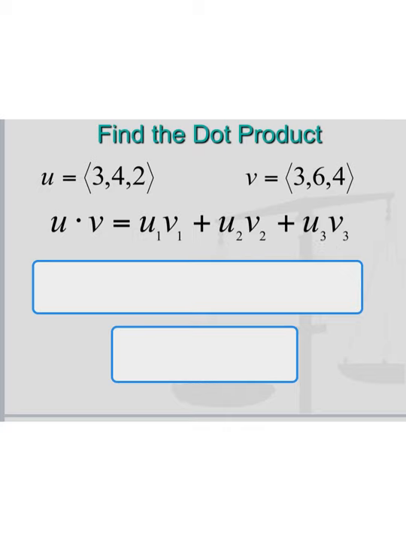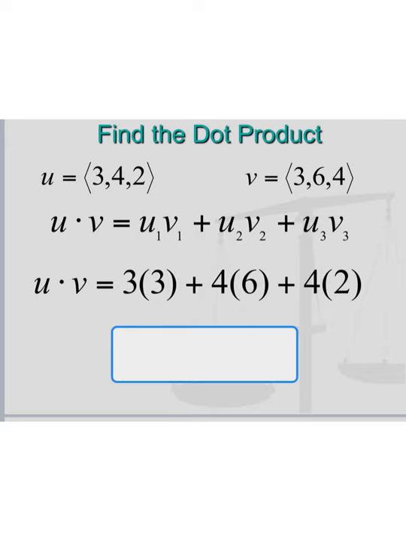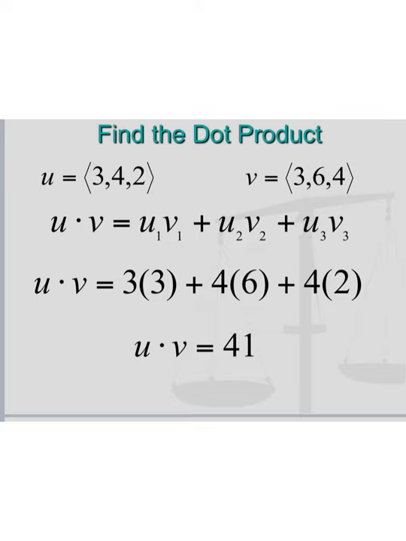I'm going to go ahead and plug those into my formula. So we get 3 times 3 plus 4 times 6 plus 2 times 4. Again, just pulling out our common components from our vectors. When I go ahead and simplify that, I do in fact get a scalar, which is 41. So I know my answer is on the right track.